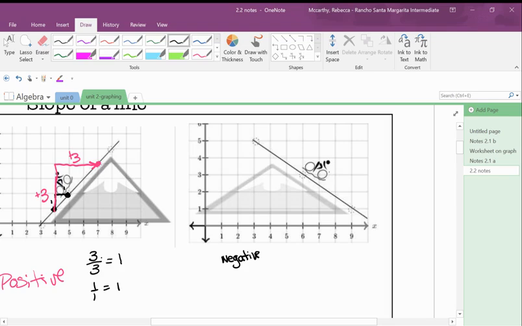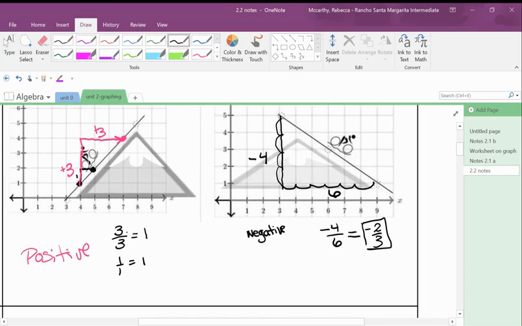Again, I'm going to pick any two points. This time he goes down 4, and to the right 6, which is positive. So I would have negative 4 over 6, and I simplify that and get negative 2/3. That would be the slope of this line, or in this case, mountain.